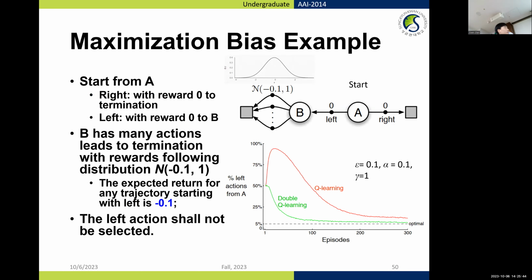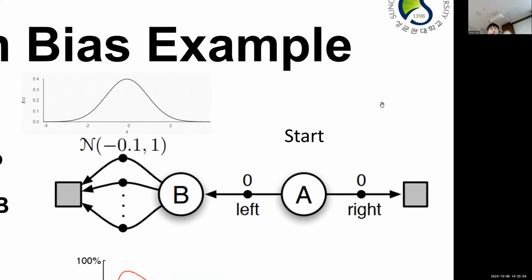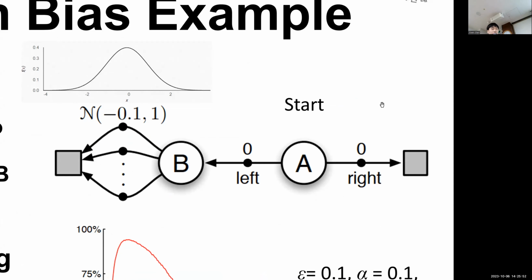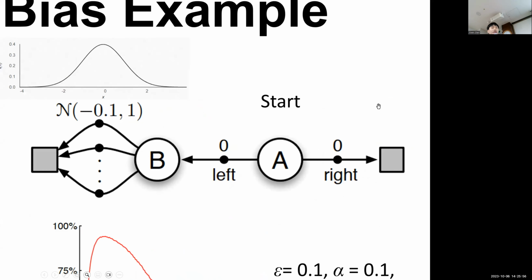So in this example, if you look at this diagram, we have a simplified Markov decision process. If it's a reward process or decision process, we have state A and B. You can either move to left or right. The rewards are 0. Then we are always starting from A. But after B, there's a terminal state.